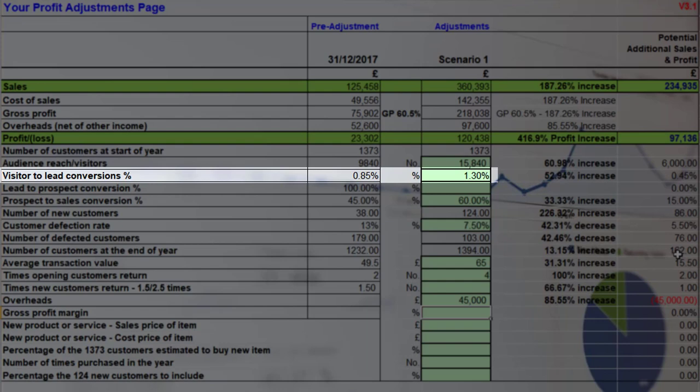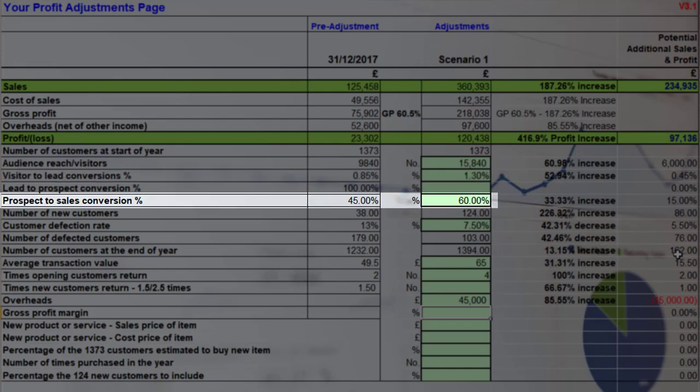Visitor to lead conversions, or in other words, your capture rate of visitors, we increased from 0.85 to 1.3. And again, I think that's very achievable by tweaking your website, making it more customer focused, and perhaps even thinking about or making sure that it's mobile friendly. All of these things make towards a better conversion rate. So making sure that the call to action is clear, these would all contribute to getting a better conversion rate.